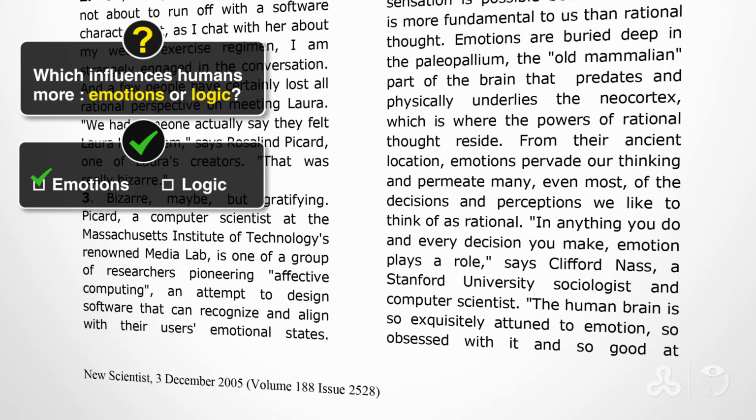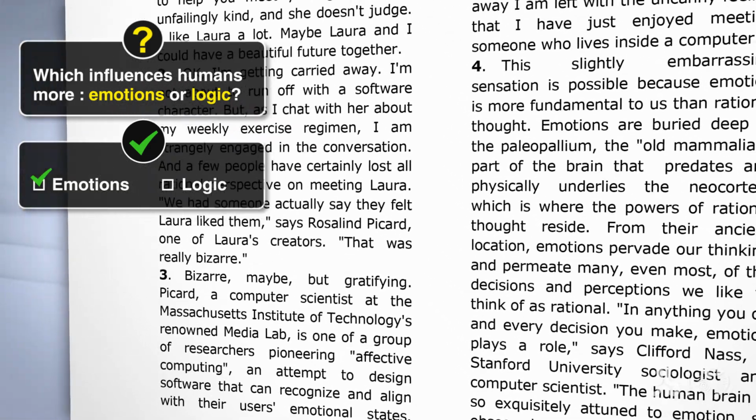Some of you may have noticed Clifford Nass, a Stanford University sociologist and a computer scientist. It's interesting that he's both a sociologist and a computer expert. Sounds like the right guy for us. So let's see what he has to say about this. In anything you do and every decision you make, emotion plays a role. He continues until the end of the paragraph.